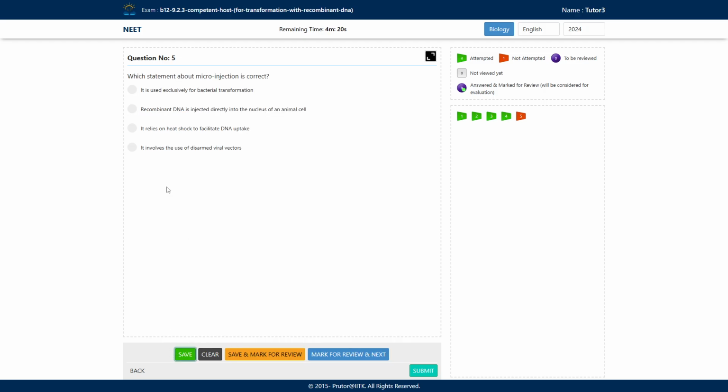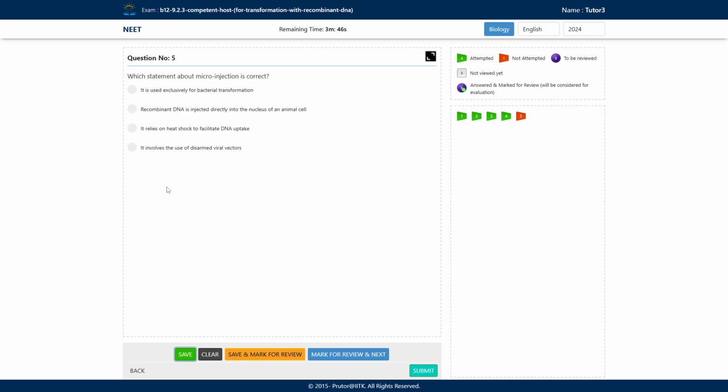Now, the last question, which says, which statement about microinjection is correct? Which statement among these is correct about microinjection? First statement says, it is used exclusively for bacterial transformation. Is it so? I don't think so. Second, recombinant DNA is injected directly into the nucleus of an animal cell. Yeah. Okay, but let's see other options also.